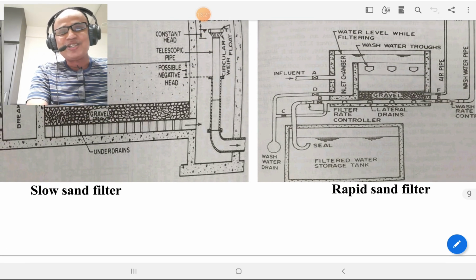There is always one question in all types of examinations. So please study the slow sand filter and rapid sand filter very elaborately and descriptively. I am going to describe the same in my further lectures.